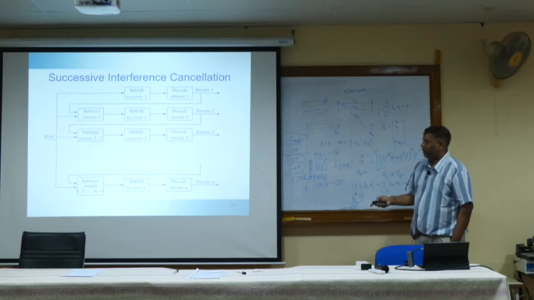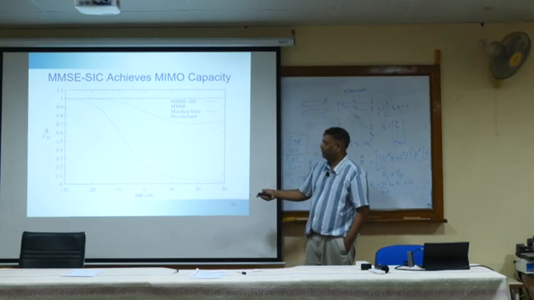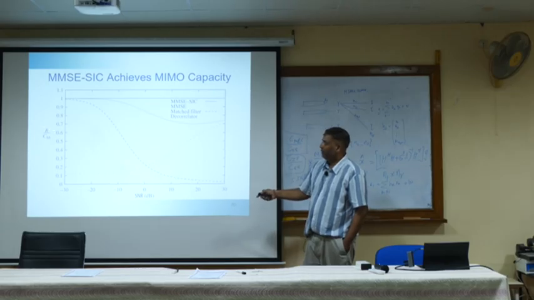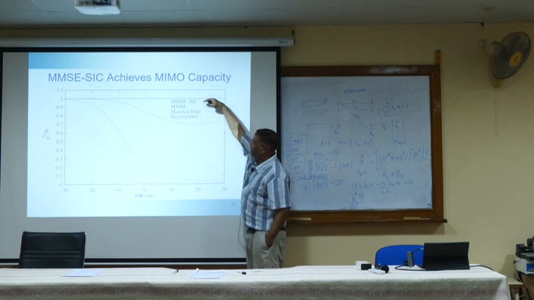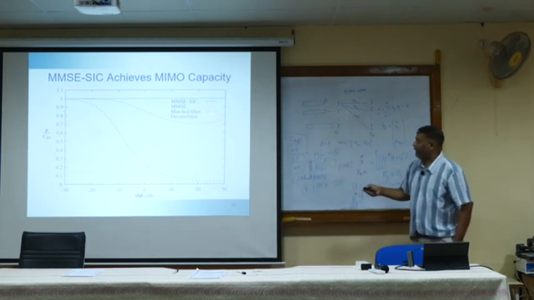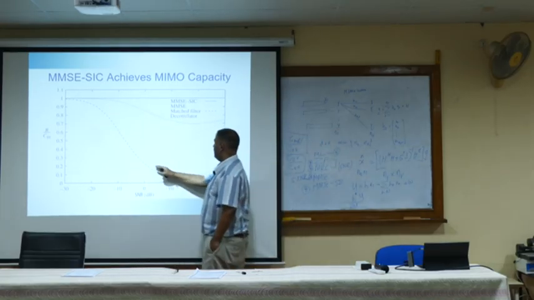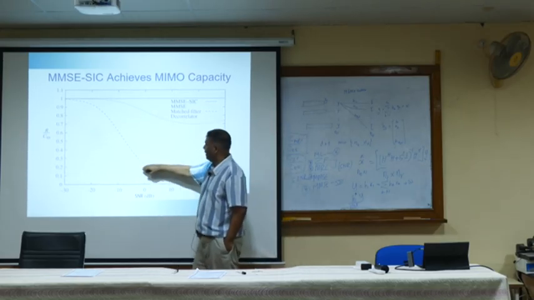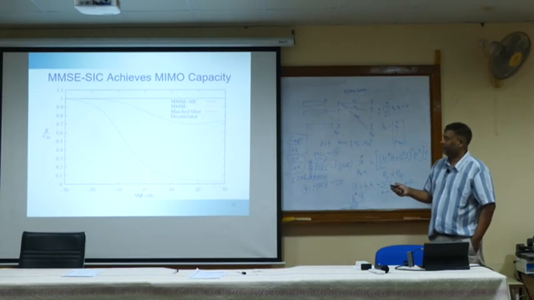If you do successive interference cancellation, you will achieve the capacity. That is what is shown here. This is the rate of all of these receivers divided by the capacity. You can see MMSE SIC achieves the capacity; it is always 1, 1, 1, 1, 1. This is the MMSE receiver, this is the matched filter or maximum ratio combining, and this is the zero forcing or interference nulling or decorrelator. And you can see the MMSE SIC achieves the capacity.